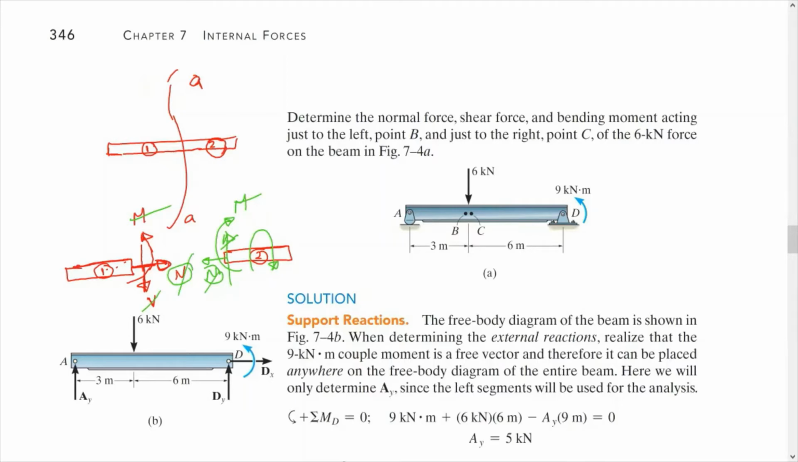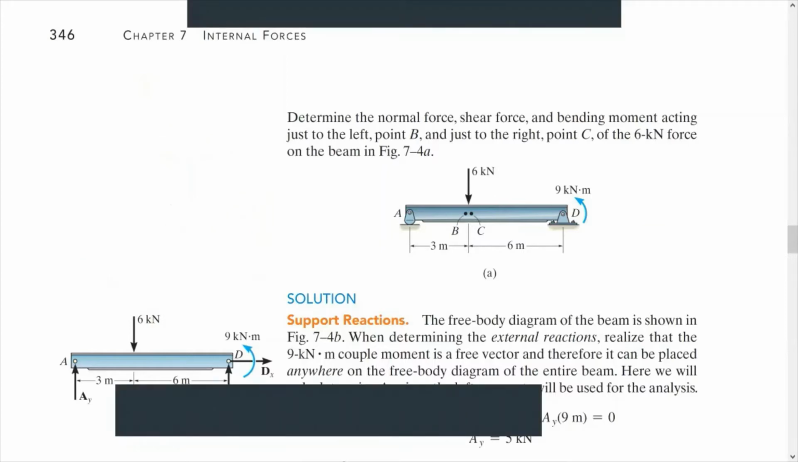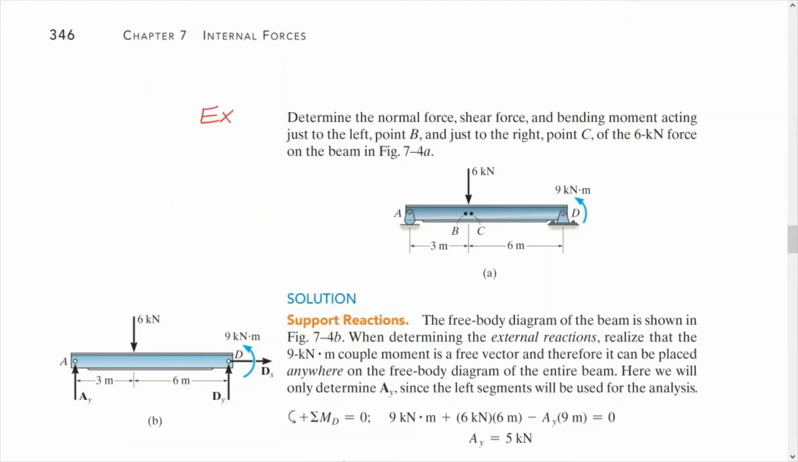The sign convention. Let's take an example and see how we can find the internal loadings, which is normal, shear and bending moment diagrams for a beam. Okay, in this example, the problem statement says determine the normal force and shear force and bending moment acting just to the left of point B and just to the right of point C of the 6 kilonewton force of the beam.